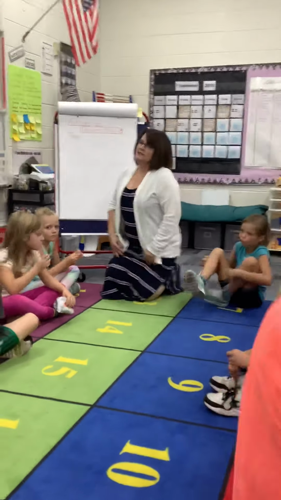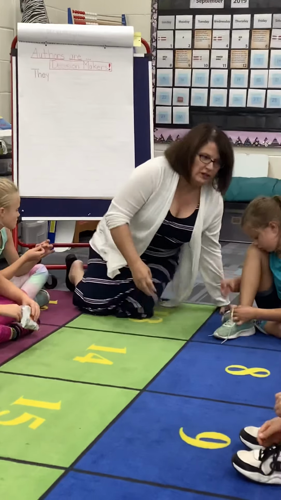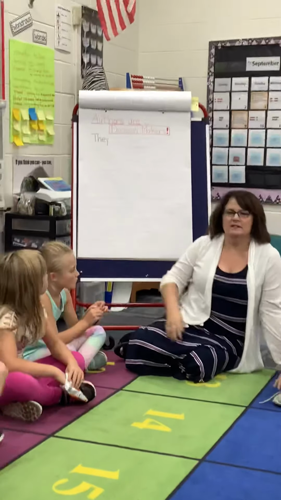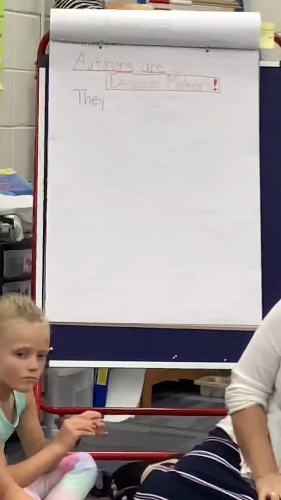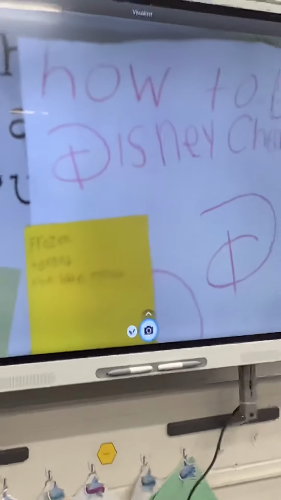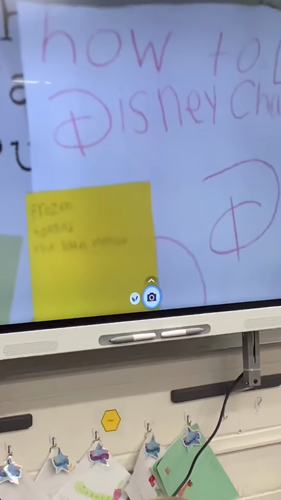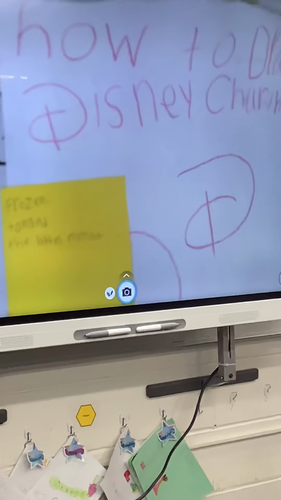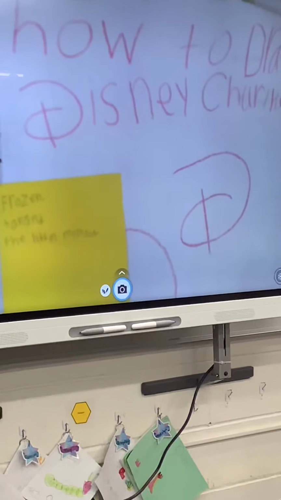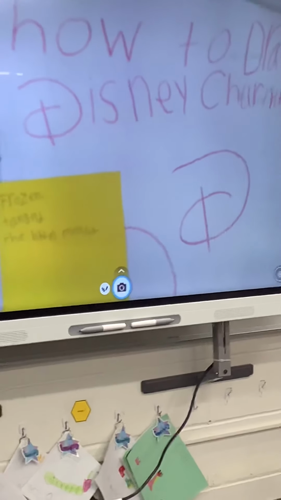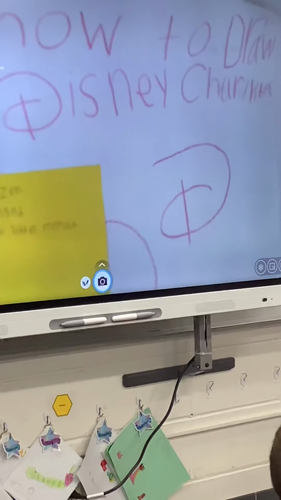Okay, so today I wanted us to talk a little bit about what are some of the decisions authors make. And I wanted to start with our friend Avery. She showed us this book last week, How to Draw Disney Characters. And when I talked with Avery, she shared lots of things she was thinking about as an author and decisions she was having to make. Avery, can you talk to us again about some of those decisions you had to make as an author?